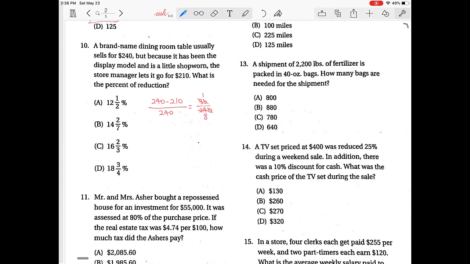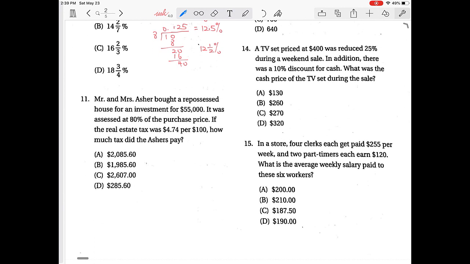So 1/8, we're going to turn that into decimal, which is 1 over 8. 0 point, so that's a 1, 2 times 8, 16, 0.125, or 12.5%. 12.5 can then be written as 12.5%, which is option Alpha.